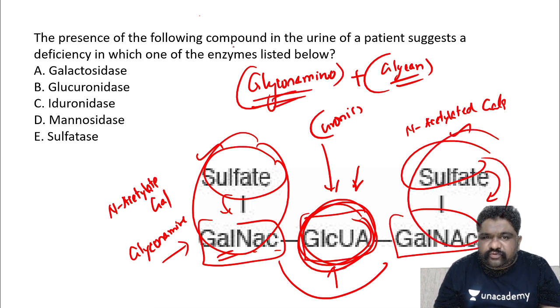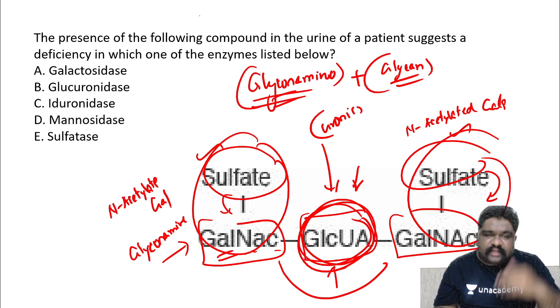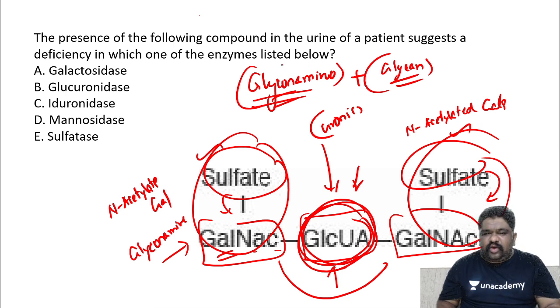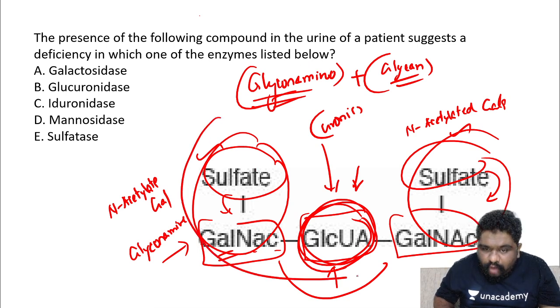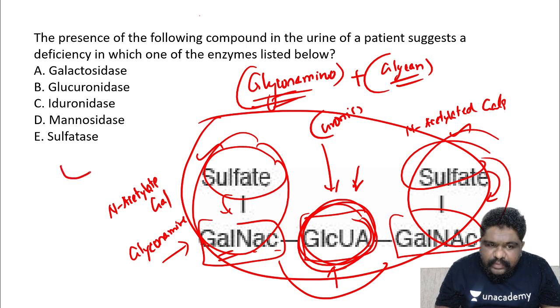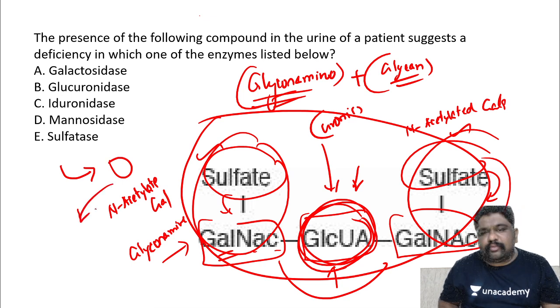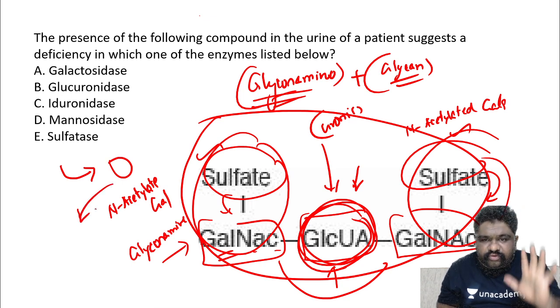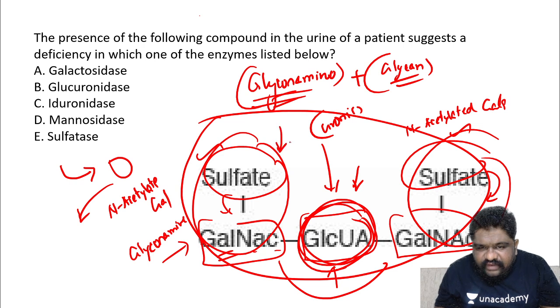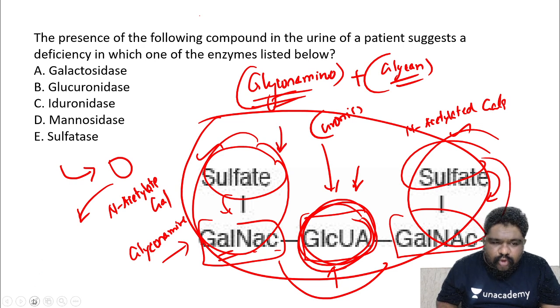So the presence of the following compound in the urine of a patient suggests deficiency in which of the following enzymes listed below. Here, what do you understand? The whole compound is coming out in the urine. Remember, the last one to be attached to the particular compound will be the first one to be removed. This is the general rule of mucopolysaccharides or any kind of complex polysaccharide. Remember, addition of sulfate is the last thing to be done in the whole picture.